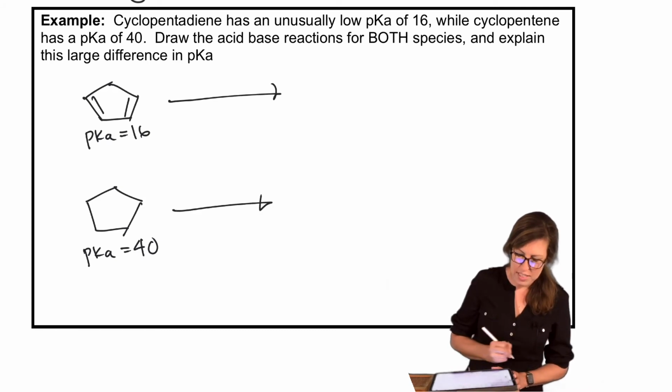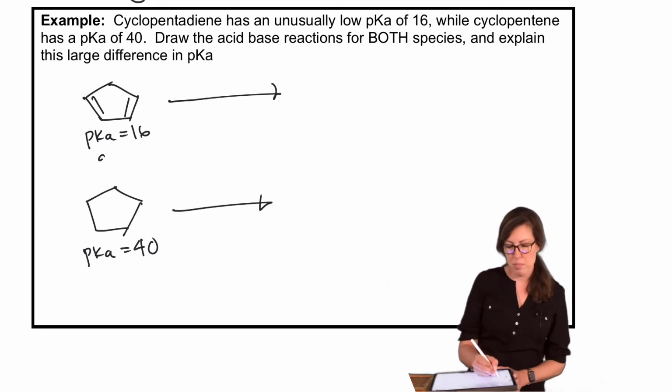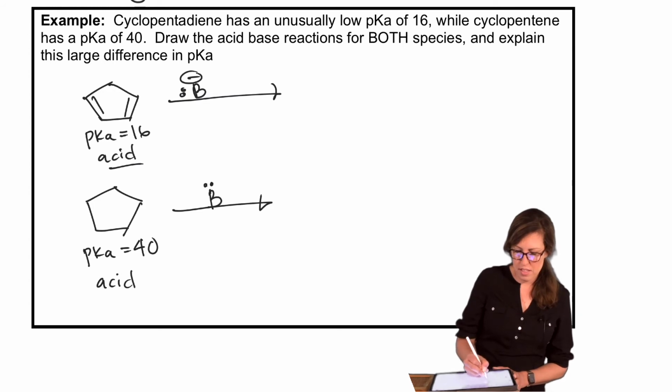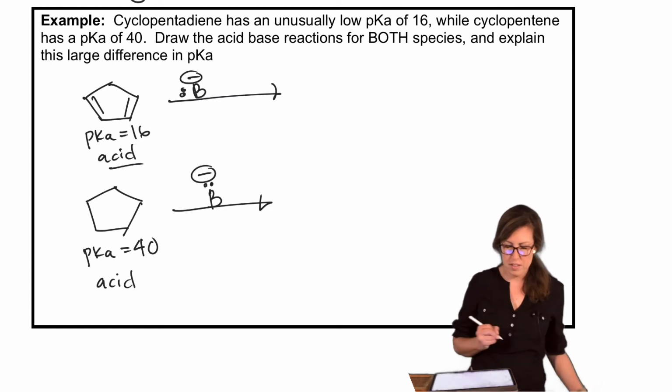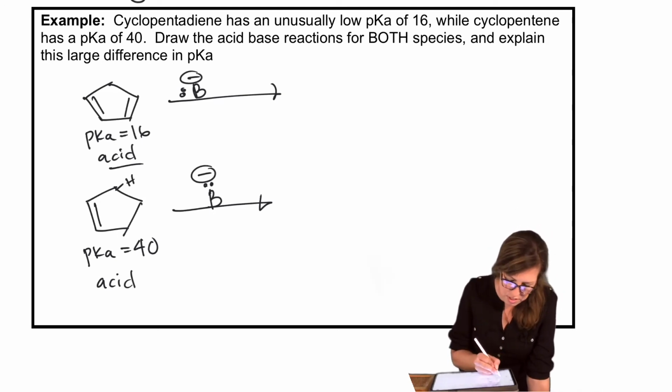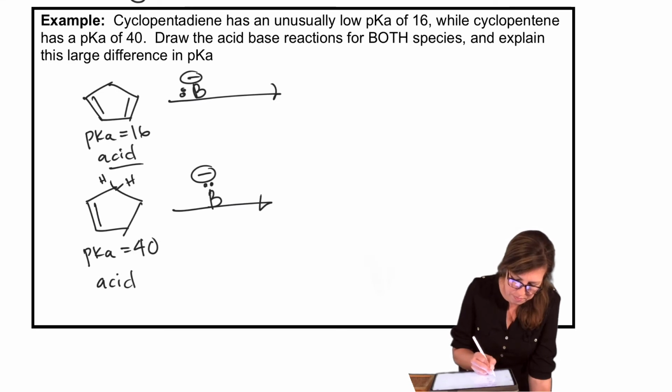So we're talking about acid-base reactions. If we're talking about pKa, we're letting this be the acid. So we need to have a base. I'm not defining what it is, but either way, we have a base. So all of the H's on cyclopentene, there's one pi bond.